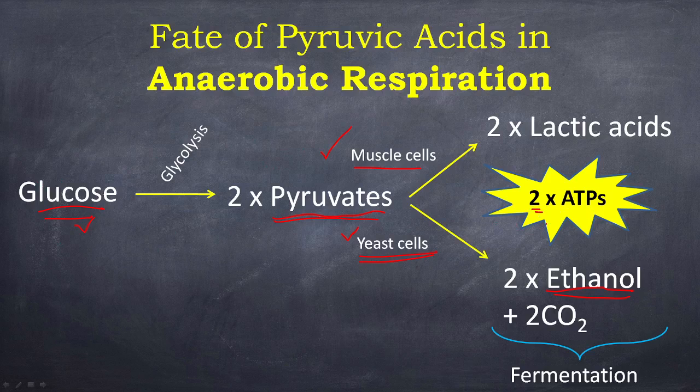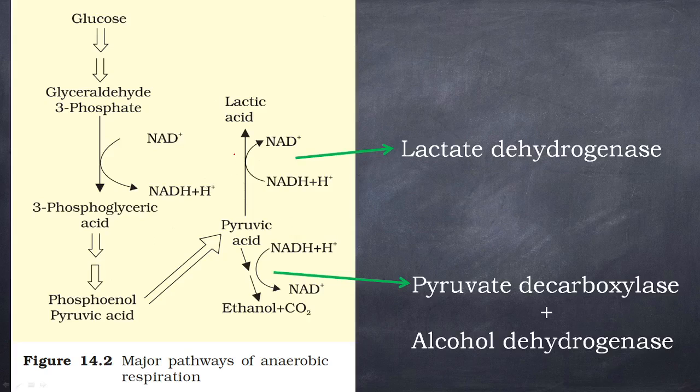It shows how much energy yeast cells and muscle cells get from one glucose molecule. Lactic acid fermentation involves the enzyme lactate dehydrogenase. Glucose is converted to pyruvic acid in glycolysis. From here to here it is glycolysis, so the end product of glycolysis is pyruvic acid, which is converted to lactic acid by the enzyme lactate dehydrogenase.